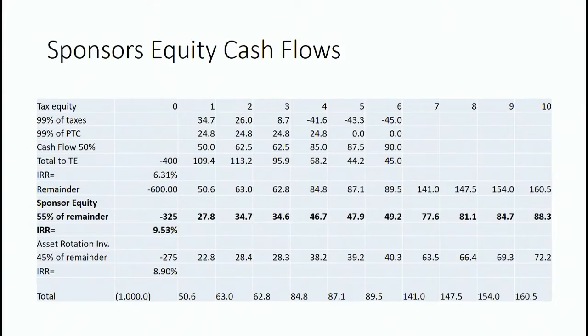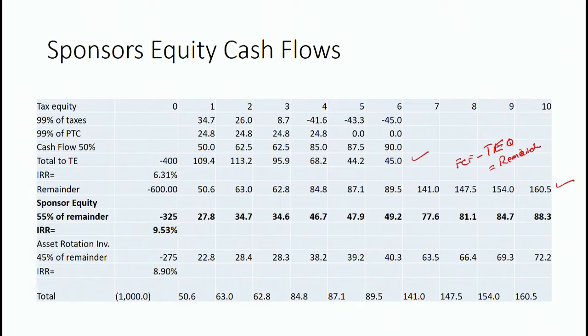Let's start with the sponsor's equity as a starting point, and then we'll do the asset rotation investors. What does that look like? Well, here is the total to the tax equity investors. The total remainder after we take out total free cash flow: if we take total free cash flows minus flows to tax equity investors, what we have is what's left over, a remainder.